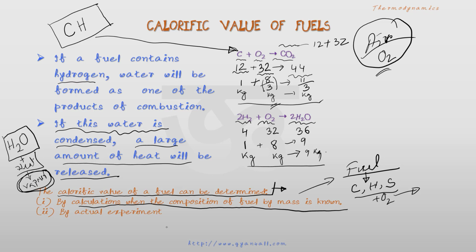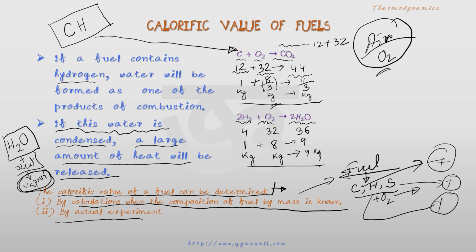So from this we can calculate the calorific value. How? Carbon will produce how much heat, hydrogen will produce how much heat, and sulfur will produce how much heat. All this will be added and that will give us the total calorific value.